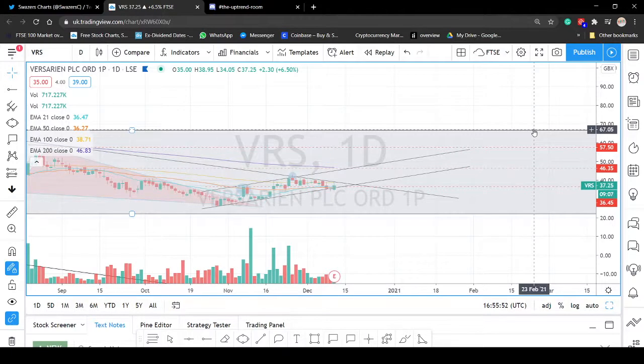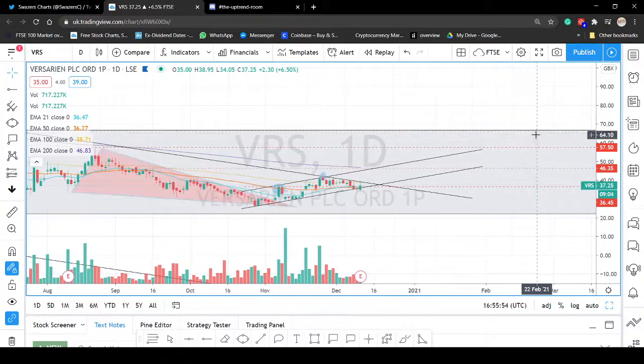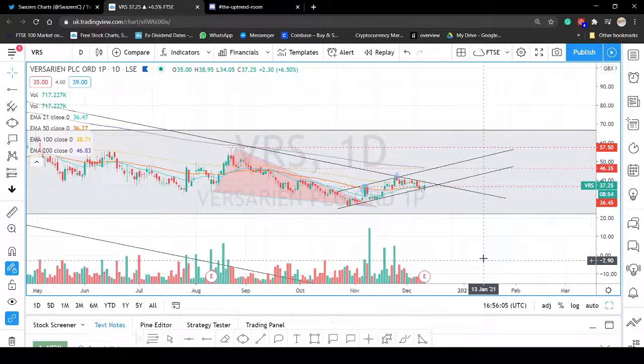And how much dough could you make if you played a short to medium term and aimed for the top of this market structure here? Bear in mind that's 66.35, not financial advice. Price is currently at 37.25.